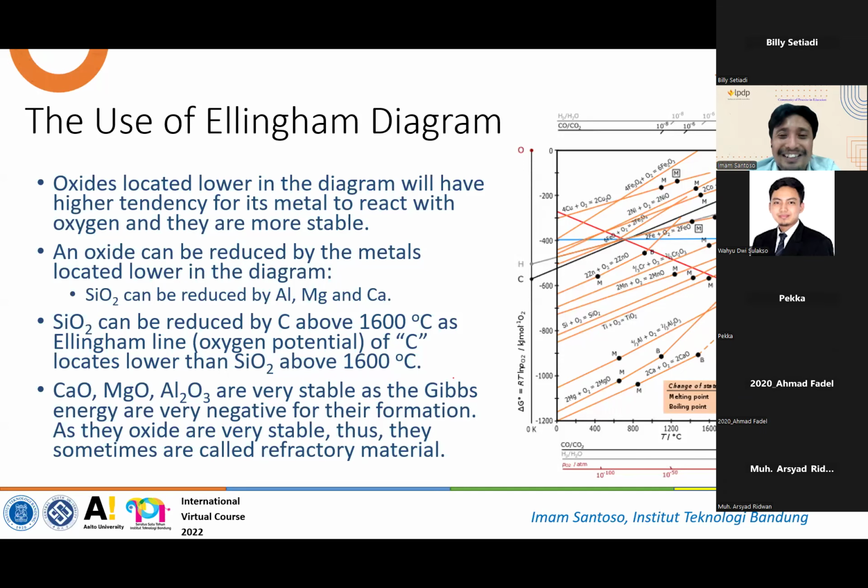Yes, Pak Imam. Aluminium can reduce iron oxide. Why? Because aluminium has lower Gibbs energy, ya, Pak Imam. Okay, Mas Wahyu, direct message me your GoPay number. Yes, aluminium, because it is located below the MnO. So aluminium can reduce MnO to become Mn.